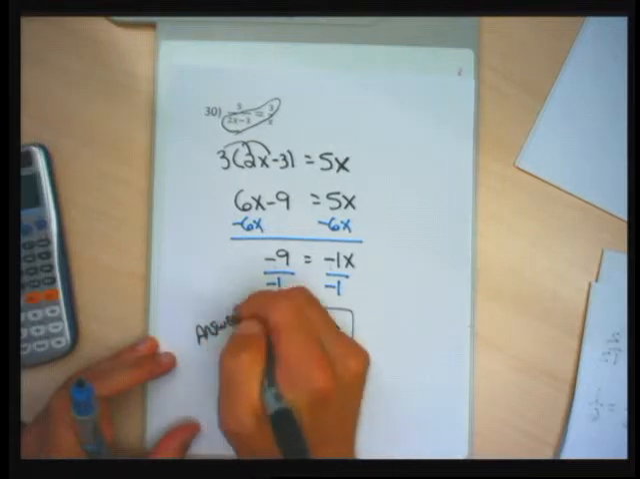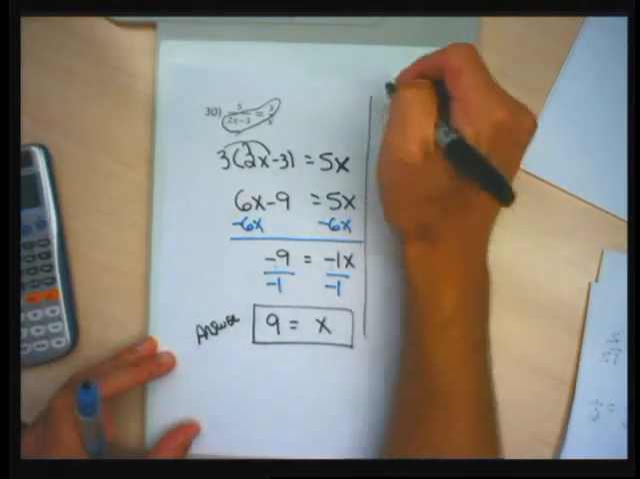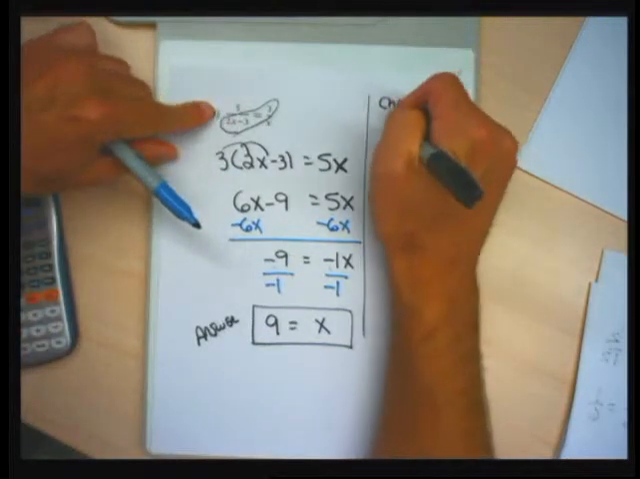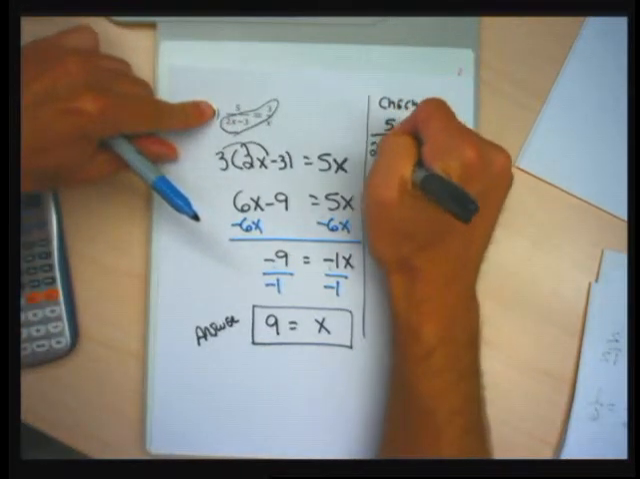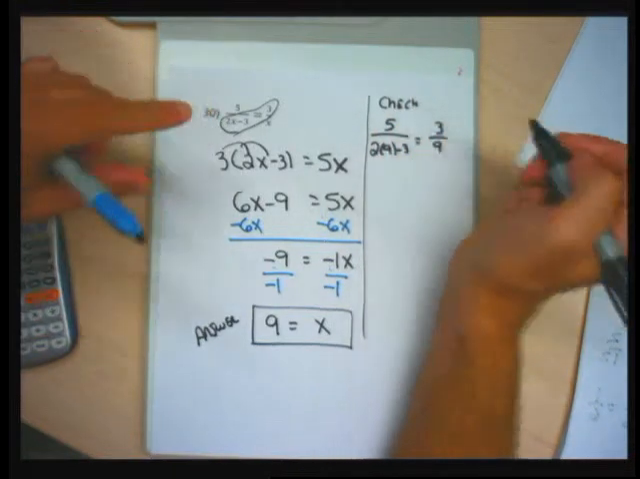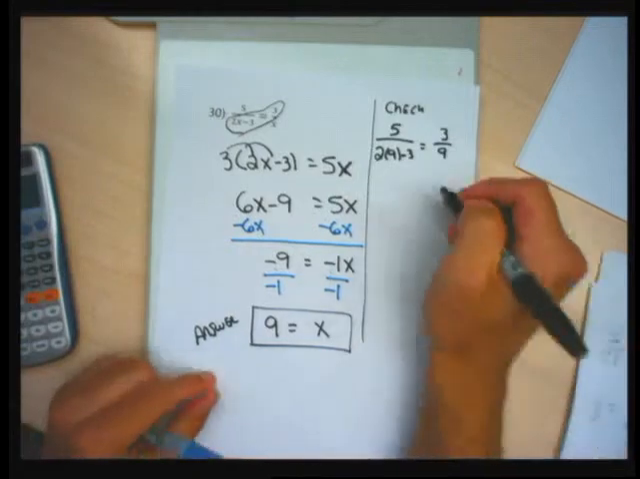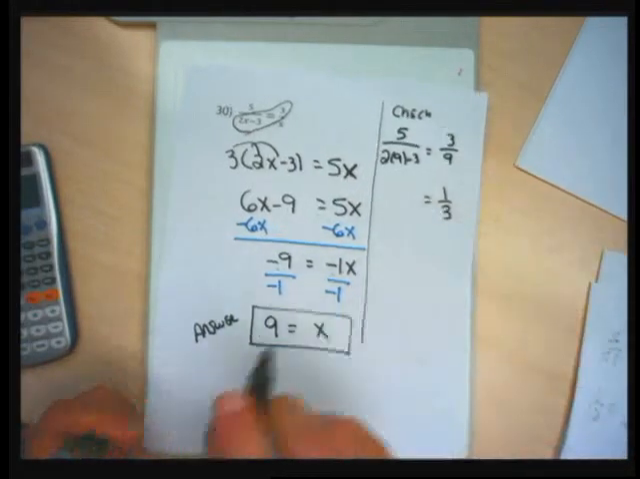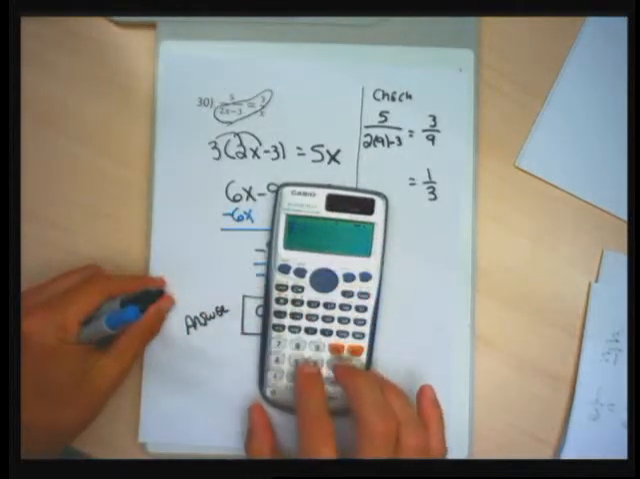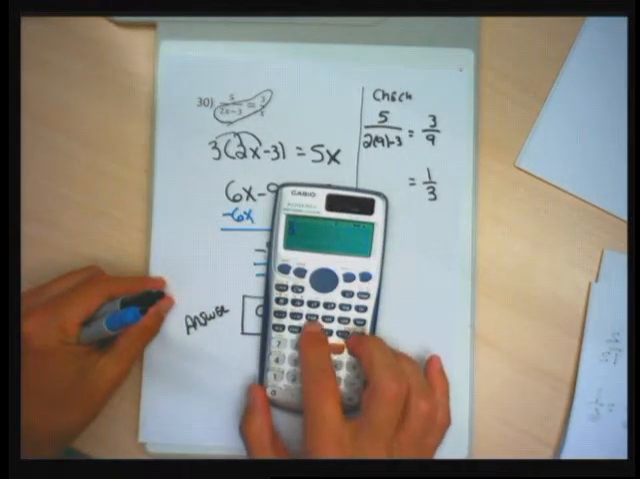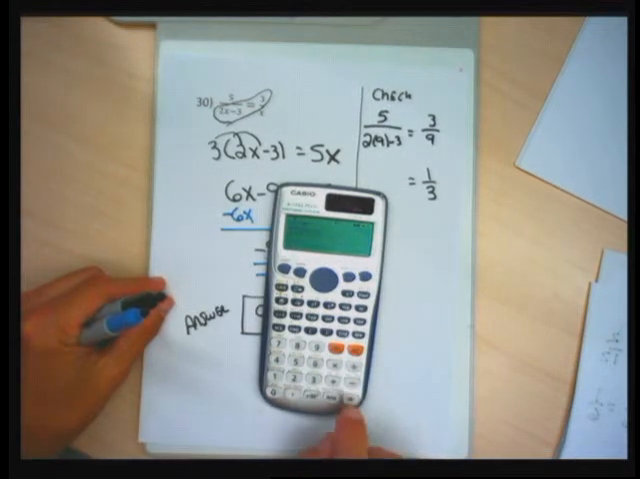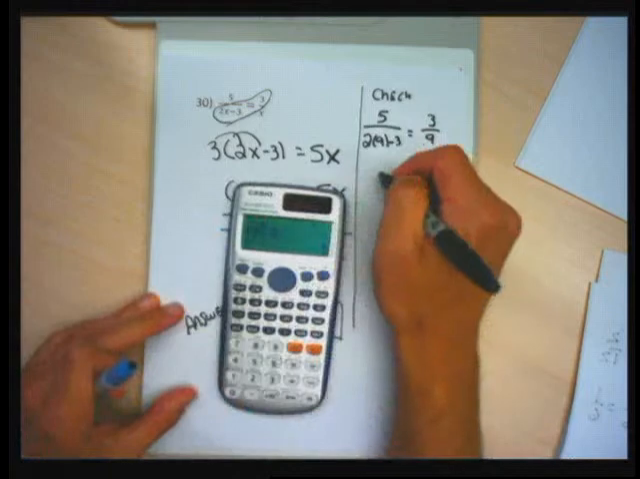Again, because these are checkable, I should check. For checking, I want to plug a 9 in for my x's. I'm going to go 5 over 2 times 9 minus 3 equals 3 over 9. Right-hand side, I can tell that reduces to 1/3. I'm not going to use my calculator to do the right-hand side. But the left-hand side, I'll pull my calculator out because I'm way worn out. So the left-hand side, I get, beautiful, 1/3.